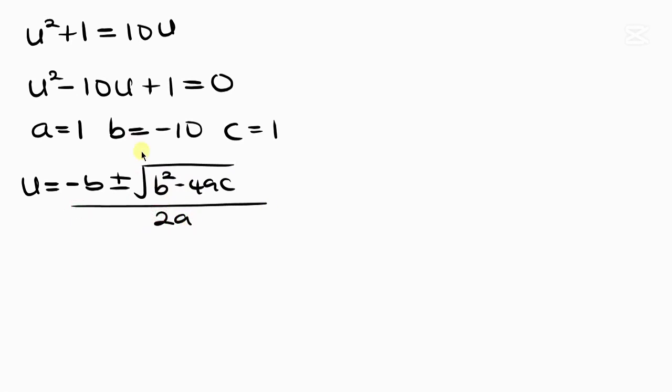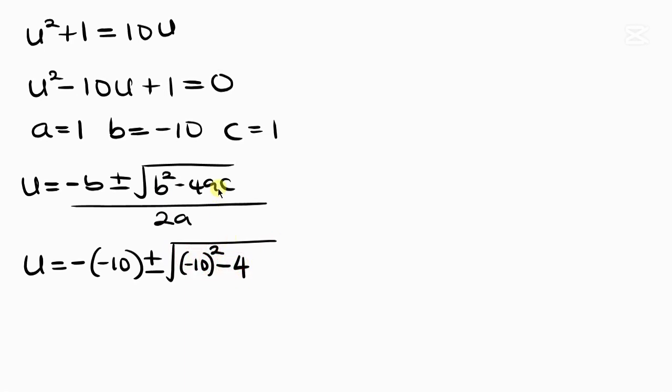So now let's substitute. So u becomes negative b. b is what? Negative 10. So let's put negative 10 there, plus or minus the square root of b squared, that's negative 10 squared, minus 4ac. a is 1 and c is also 1, all over 2 times a, that's 2 times 1.